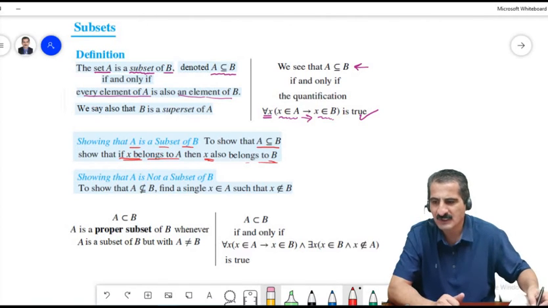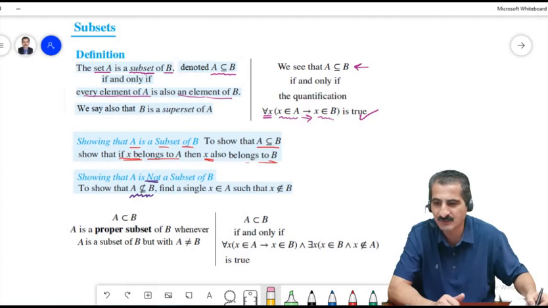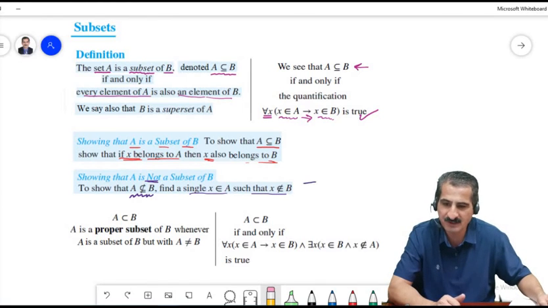To show that A is not a subset of B, and it is written in this way, we need to find some element in A that is not in B. To understand this situation, let us make a Venn diagram. So this is the universal set.